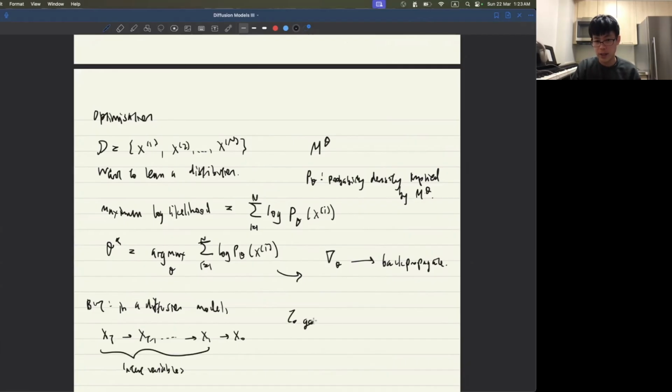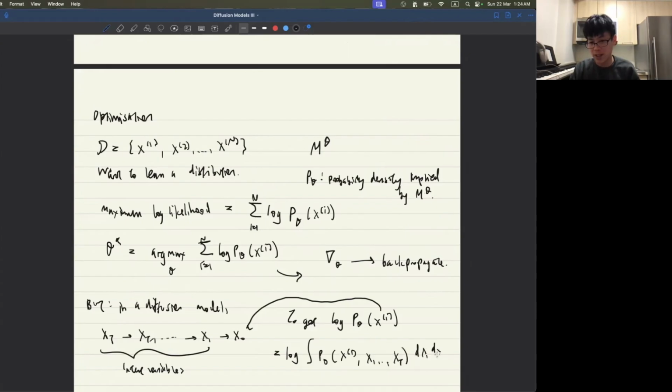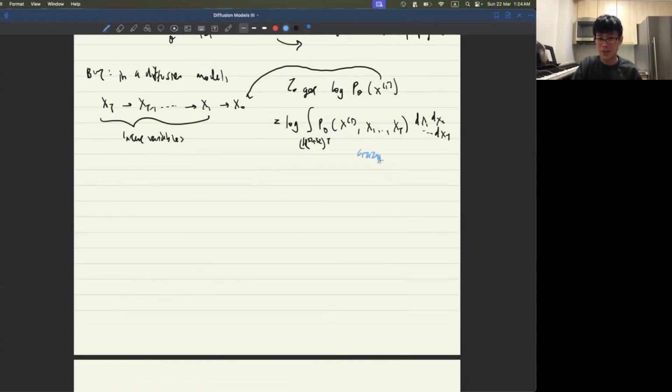So to get log p theta of xi, where this xi is really this x0 over here, we need to integrate over the joint density. This is the marginal density of seeing the data. But to get the marginal density, we need to integrate out all the latent variables. So this is the log integral of the joint density of xi, x1, ..., xt, dx1, dx2, ..., dxt, and this is really over the space of R to the 32 by 32, to the power of t times. And this is a crazy integral.